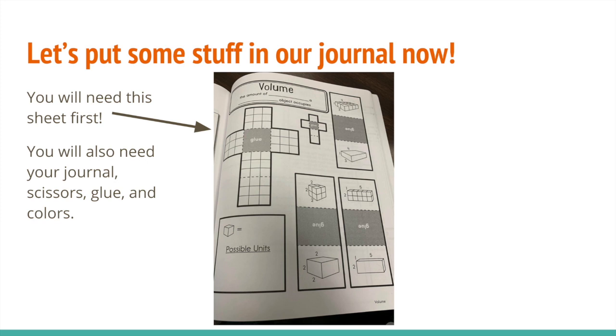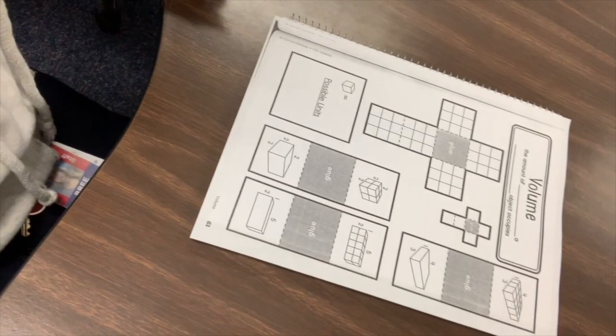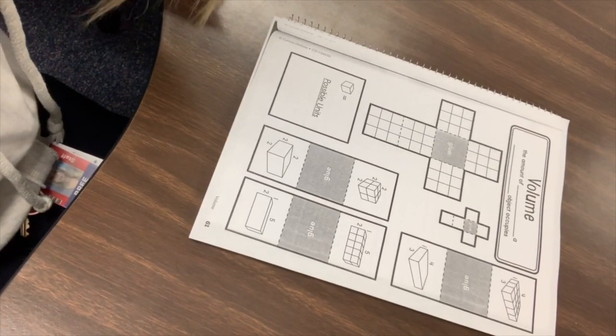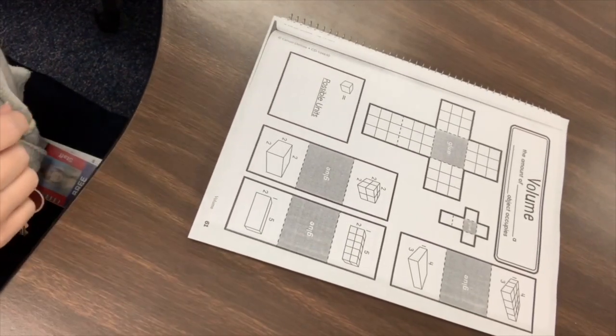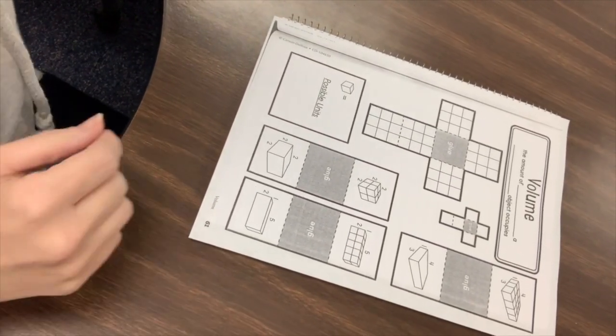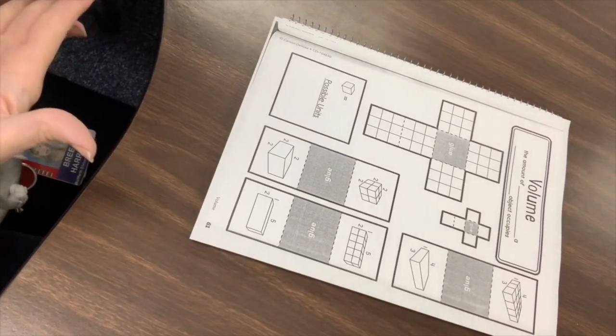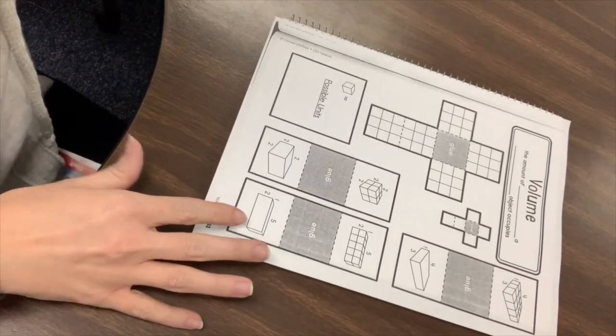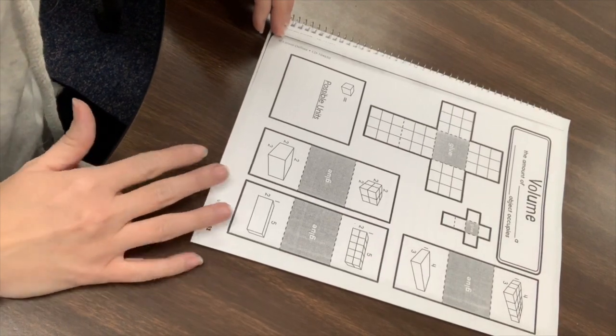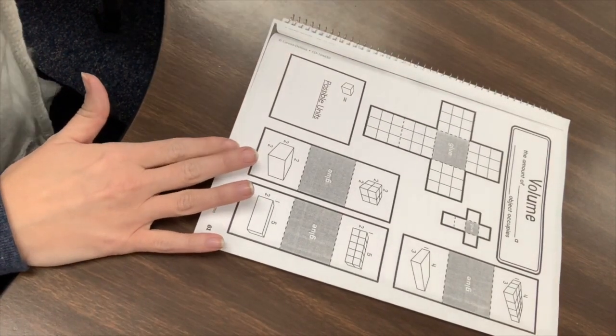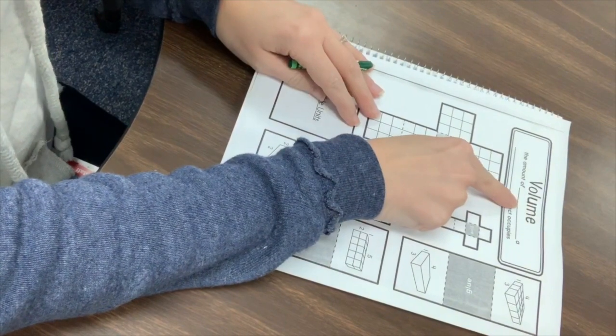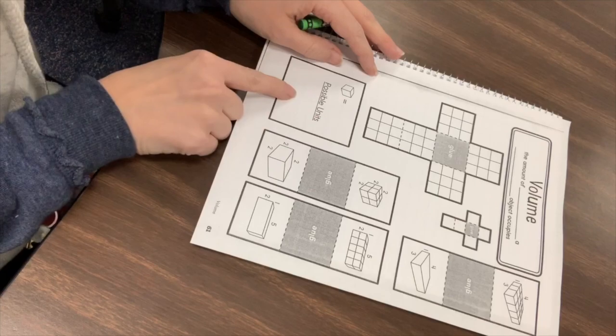So let's put some stuff in our journal now. This is the first sheet you're going to need. You're going to need your journal, scissors, glue, and colors. Okay. We are going to do our first journal on volume. We're going to have 3 of them total. The first thing I want you to do is you can color all of this if you'd like. Make sure whatever colors you use, you can write in these 2 spaces and on these spaces here.